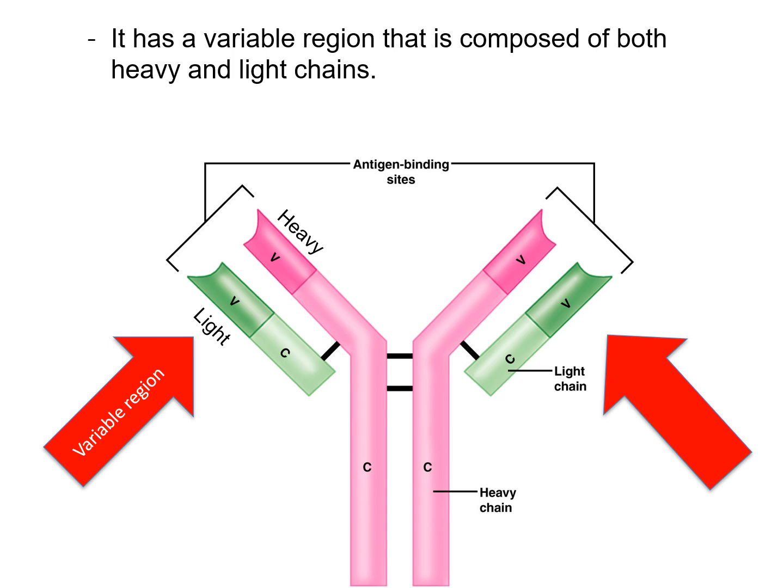The Fab region has a heavy chain and a light chain. The heavy chain is pink. Dark pink is the portion that is variable. And the green light chain, the dark green is the portion that's variable.